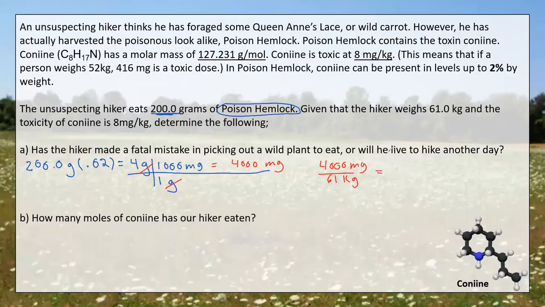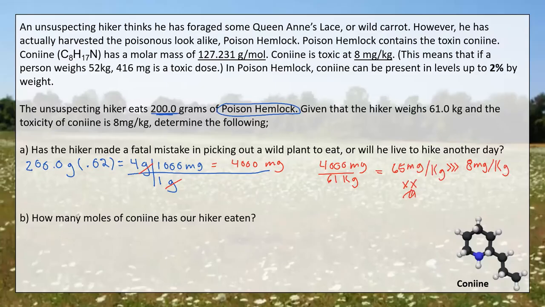Comes out to about 65 milligrams per kg, which is much, much, much higher than the toxic dose of 8 milligrams per kg. So I'm just going to draw a little a toxic dose here. The next part of the question is, how many moles of conine has our hiker eaten?